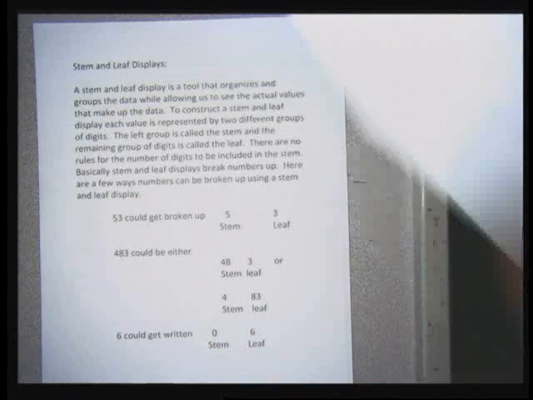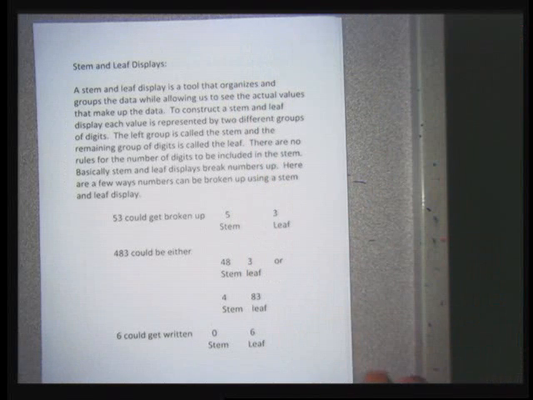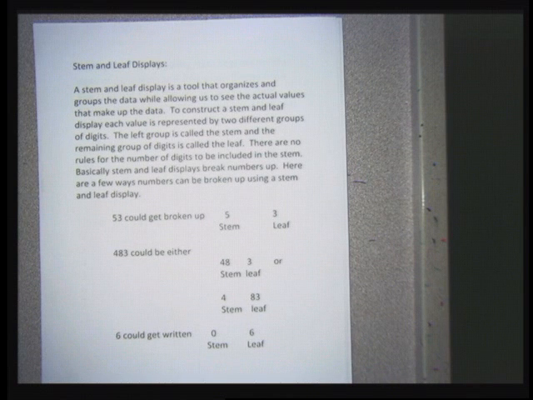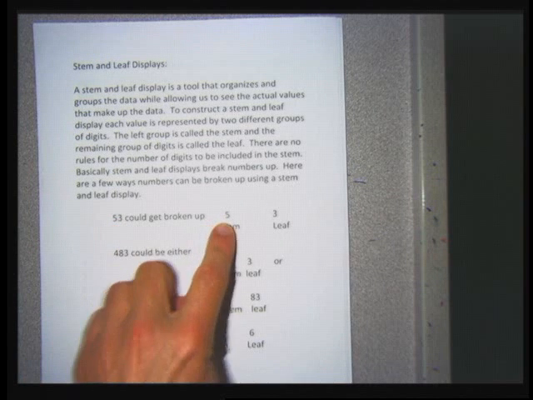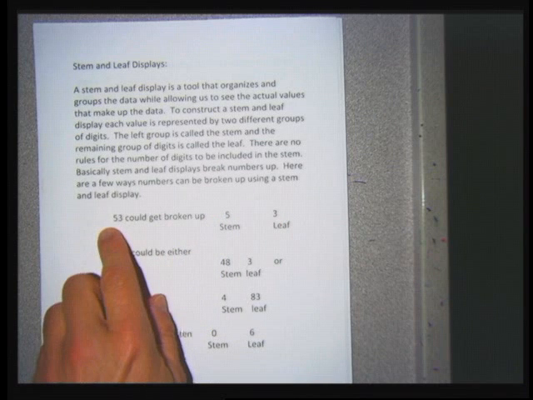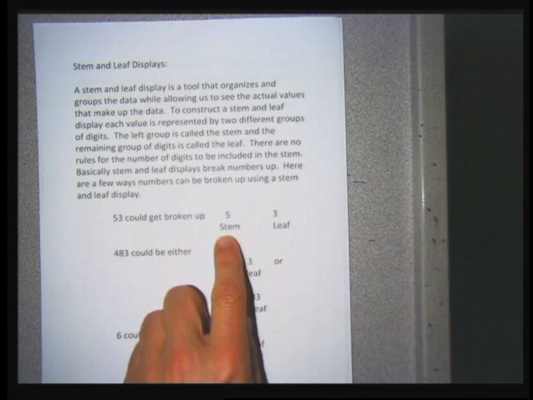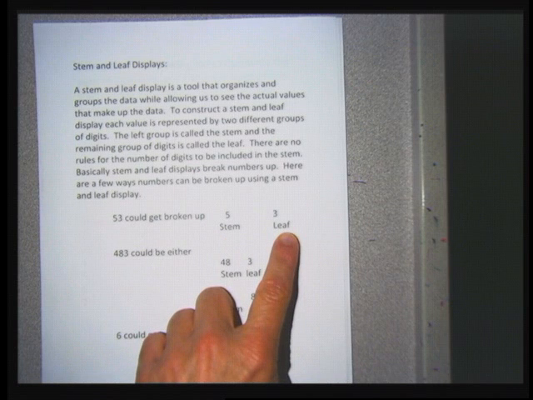All right. The next thing that we need to make is our stem and leaf displays. Stem and leaf displays are, in some sense, bar graphs written horizontally with the numbers shown. Basically, we're going to take numbers and break them up. A 2-digit number, we're going to break up the tens and the ones separately. The tens part, the 50 part, we're going to call the stem. The ones part, we're going to call the leaf.